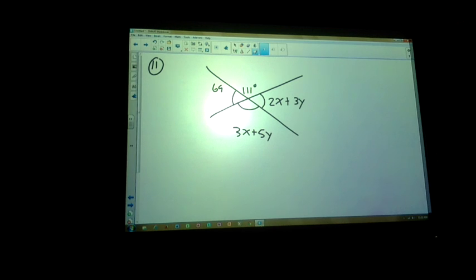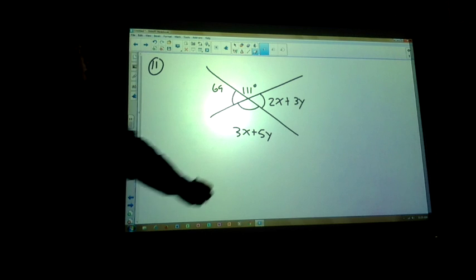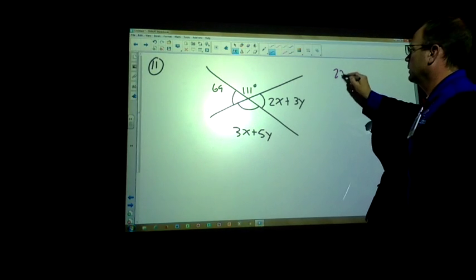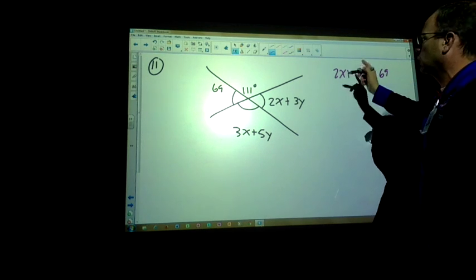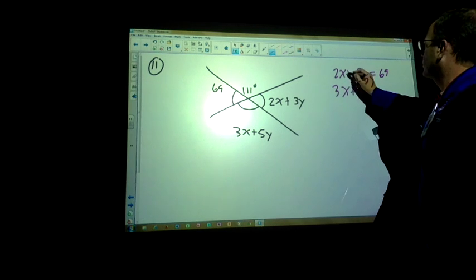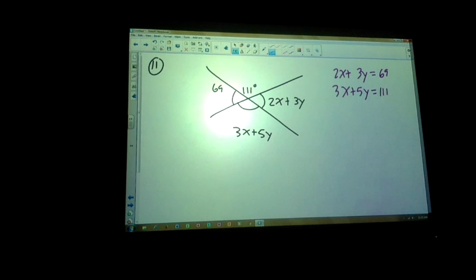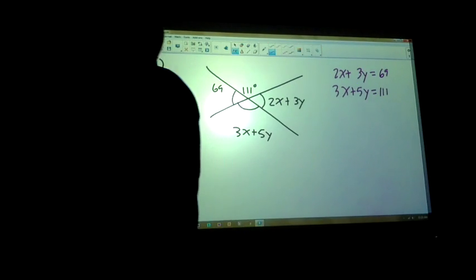Okay, hang on. Which way should we go about doing this problem? Could I set 2x plus 3y equals 69, 3x plus 5y equals 111? Or should I go 111 plus 2x plus 3y equals 180, 3x plus 5y plus 69 equals 180? Don't waste the time. Okay, you like the vertical angles? I'll go with the vertical angles as well. Can I add these together and get rid of a letter? I get 5x plus 8y equals 180, right? That didn't work. What should I do? 2x plus 3y plus 3x plus 5y is 180. That is not going to help me. Oh, multiply. Yeah, multiply.